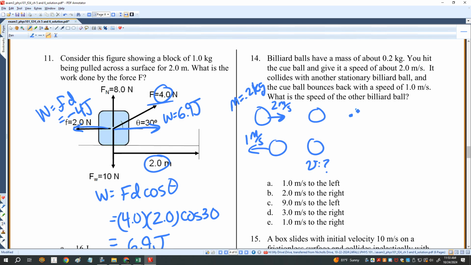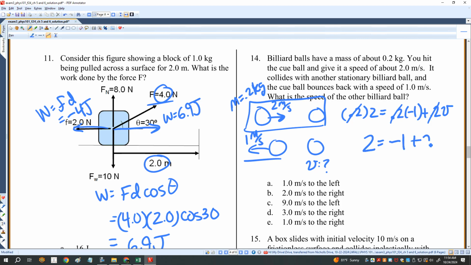So I would say 0.2 times 2. That's the momentum of the initial state. And then that's equal to 0.2 times -1, that's this one, plus 0.2 times v. Well, the 0.2's all cancel. I just get rid of that. Oh yeah, that's kind of nice. So I have 2 equals -1 plus v. So v is equal to 3 meters per second. And it is positive, as we would expect it to be. So it's going to be D, number 14.